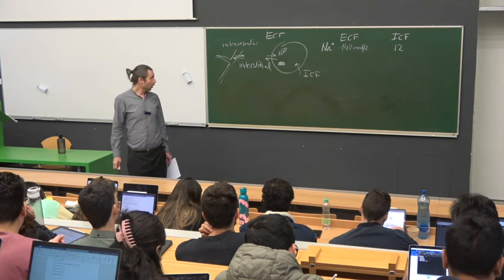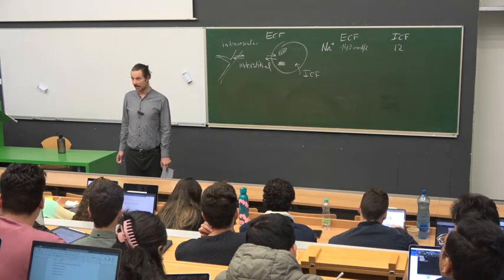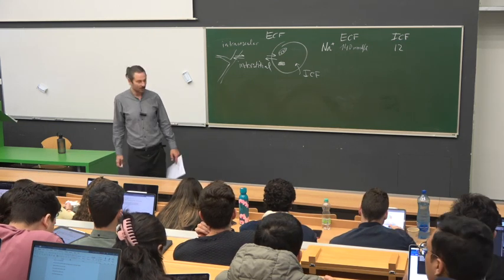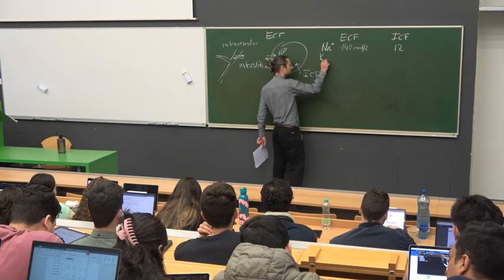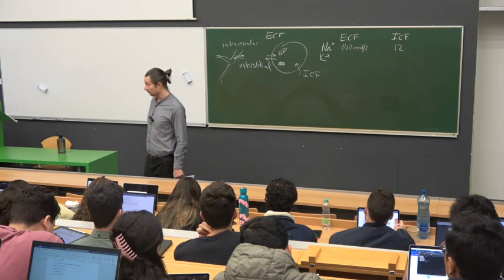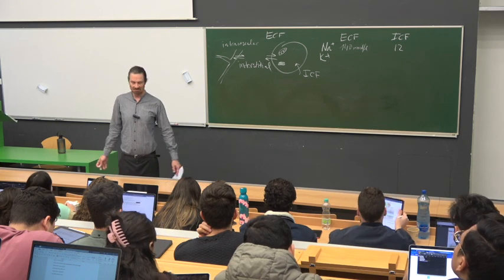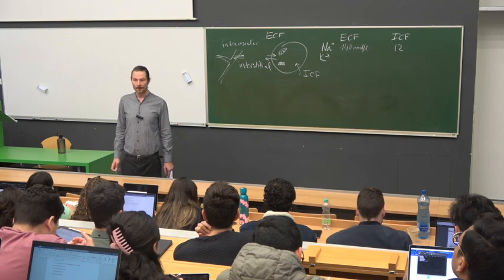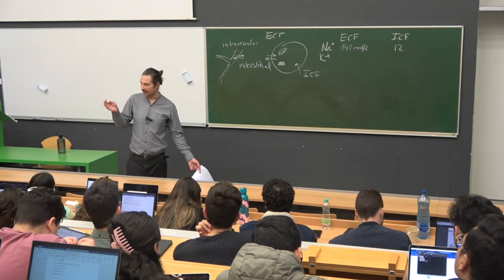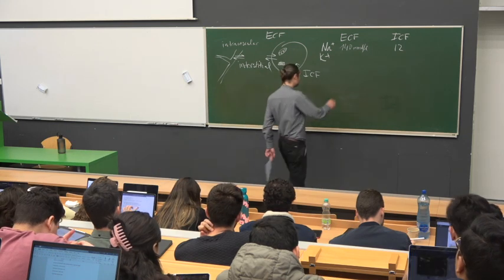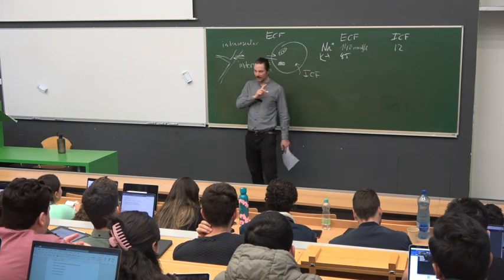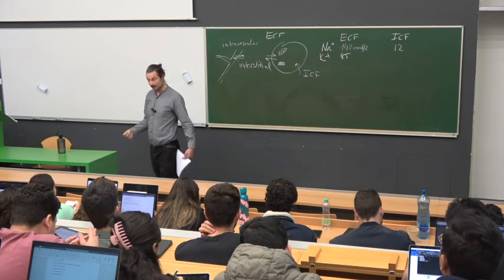Good. What would be the second most important cation, whether in the intracellular or extracellular fluid? Potassium, definitely. What concentration would you expect in the extracellular fluid, let's say in the blood, approximately? Any idea? That's a little high. 4 to 5, yeah, that's pretty good. So I'm going to put 4.5 millimoles per liter. What about inside the cell?